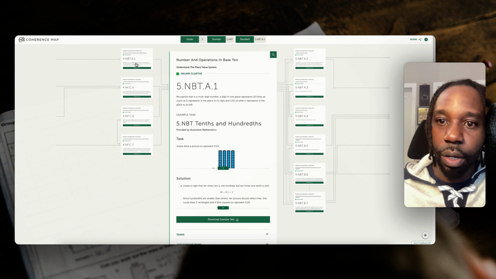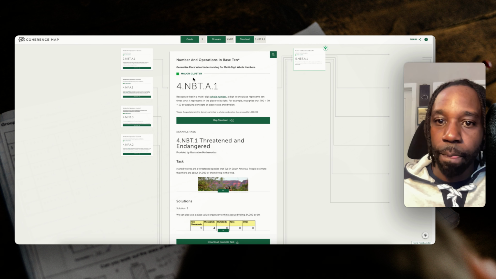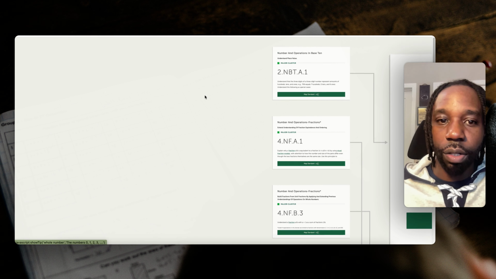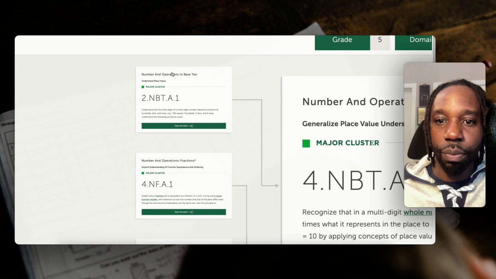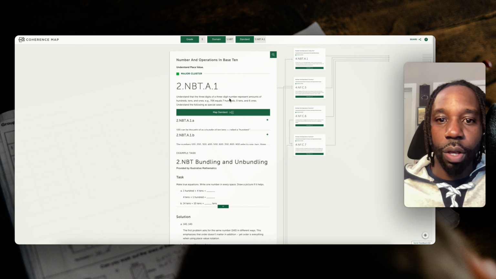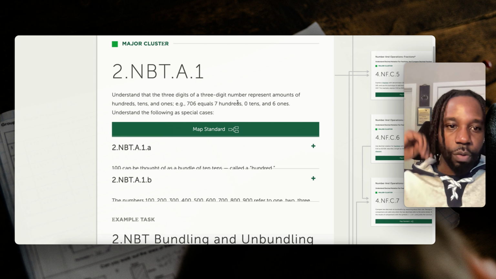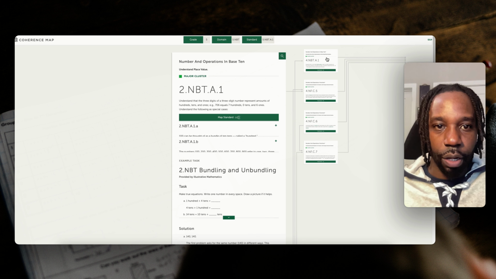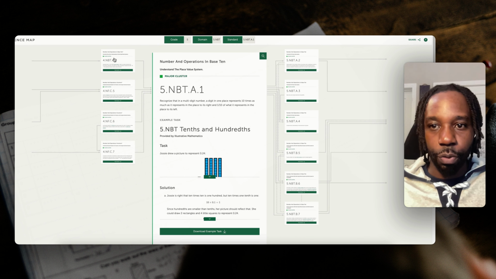So let me go back. Let me actually click this one. And we see directly that this fourth grade standard is directly reliant on the second grade one. Okay. So it all starts here. This is the foundation of that fifth grade standard. This is the first thing they need to know to be successful with that fifth grade standard we just looked at right here. There's a fourth grade standard they need to know.